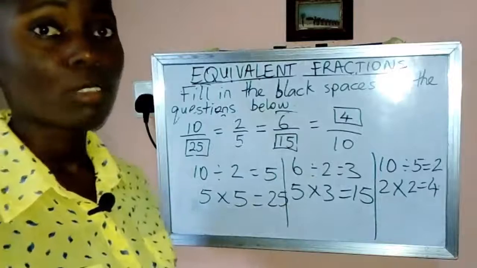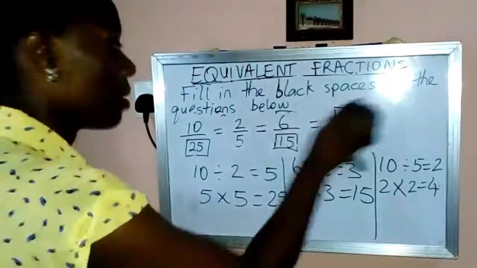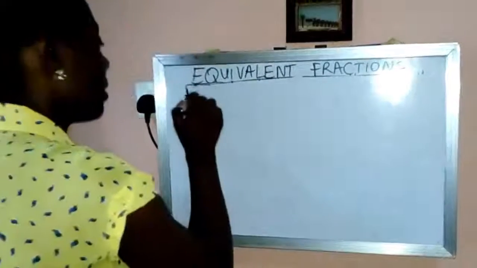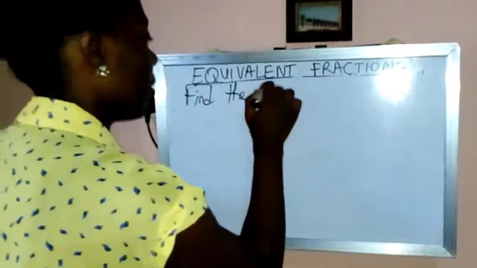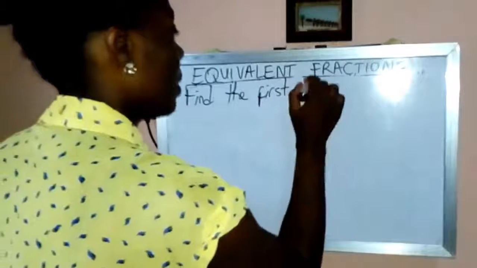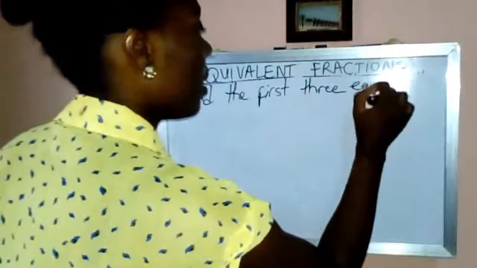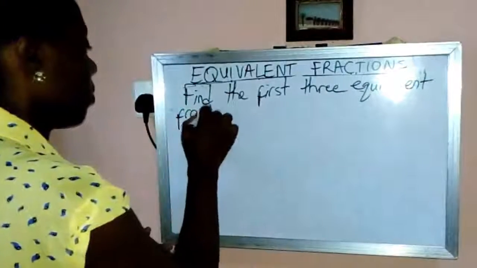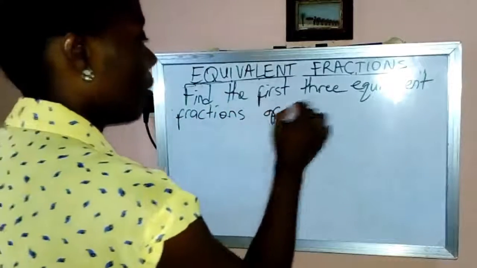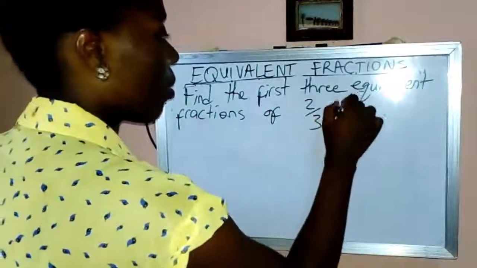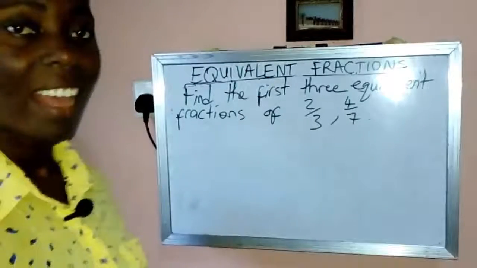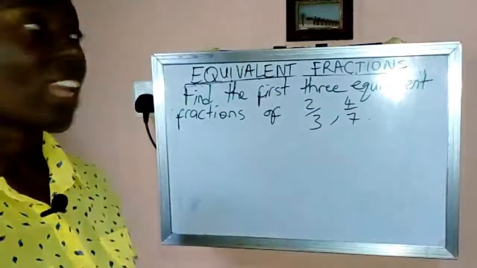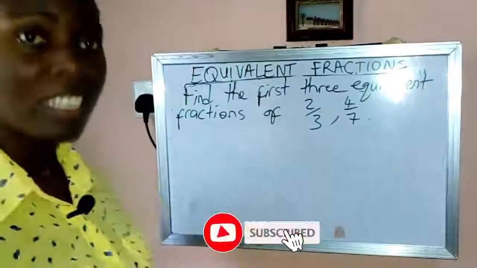Alright? I think you should try out more questions. Let's see this one. Try out these questions. Find the first 3 equivalent fractions of 2 over 3, 4 over 7. I will leave this in your hands. Try it out and see if you get the answer. And I assure you will be happy that you have solved.